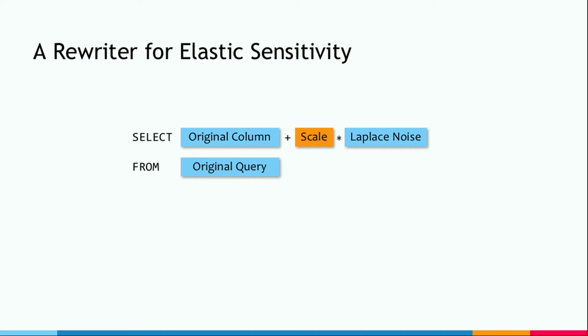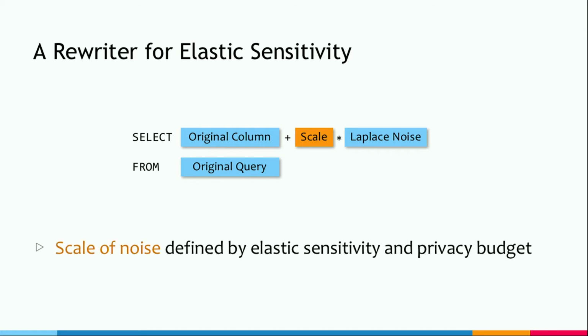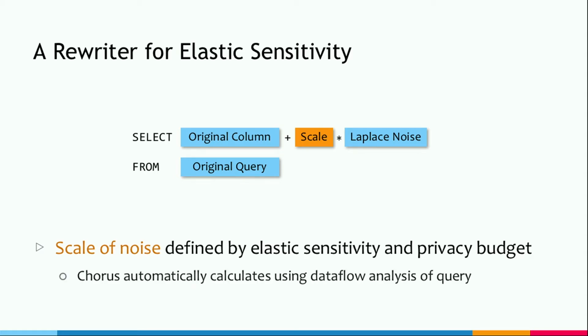So to get an intrinsically private query that gives you differential privacy using the elastic sensitivity mechanism, what we want to do is first run the original query. That's why we're selecting from the results of the original query. We want to select the original column, the same one that the analyst was selecting in the original query. And then we want to add to that result noise drawn from the Laplace distribution. We scale that noise according to elastic sensitivity and according to the privacy budget. And Chorus can automatically determine what that scale should be, what the elastic sensitivity of the query is, by doing a data flow analysis of the input query.